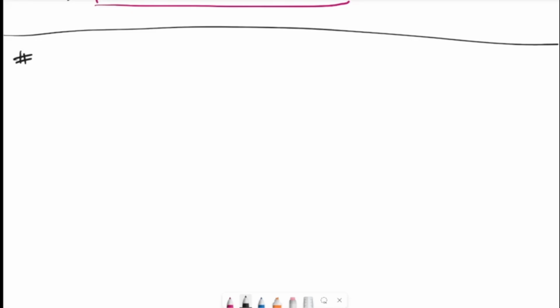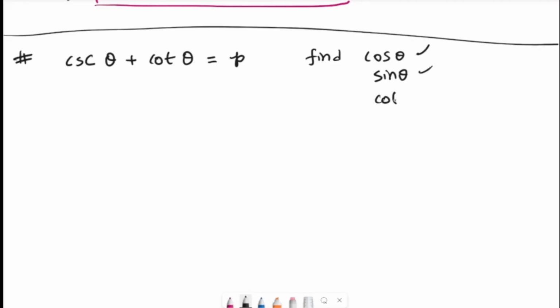Say he's giving you cosecant theta plus cot theta equal to P. He's given you the statement. He's asking us to find cos theta, sine theta, and all other ratios, cot theta, etc. How do I do this?